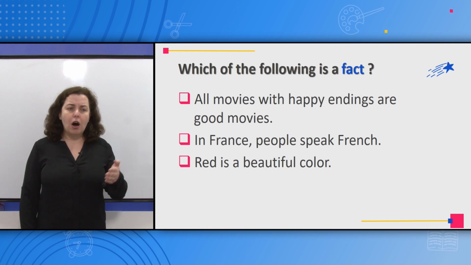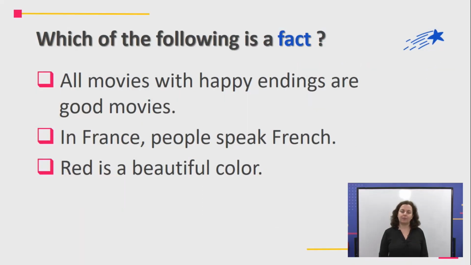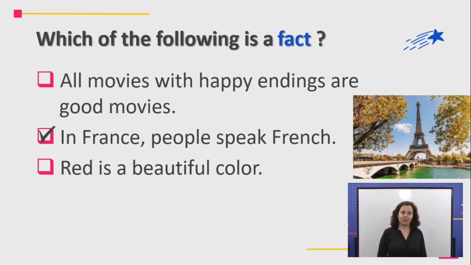Number 1, all movies with happy endings are good movies. Number 2, in France, people speak French. Number 3, red is a beautiful color. Which one is a fact here? Very good. Oops, changed it too fast. In France, people speak French. You see the Eiffel Tower? That's in Paris. In France, people speak French. That's a fact.